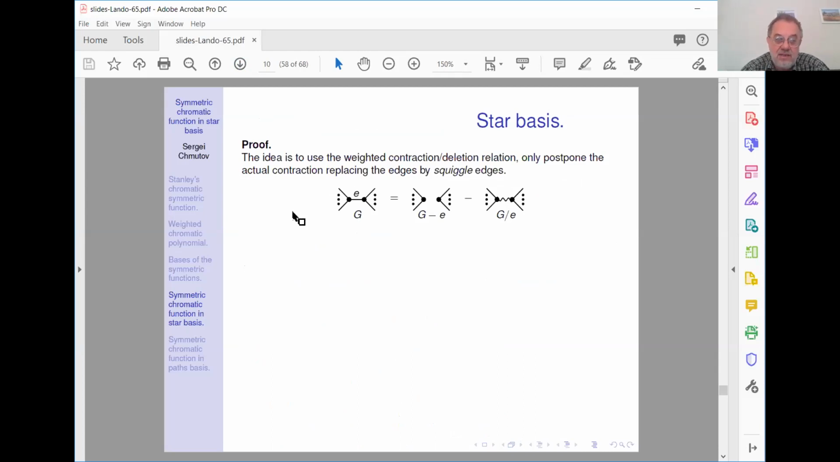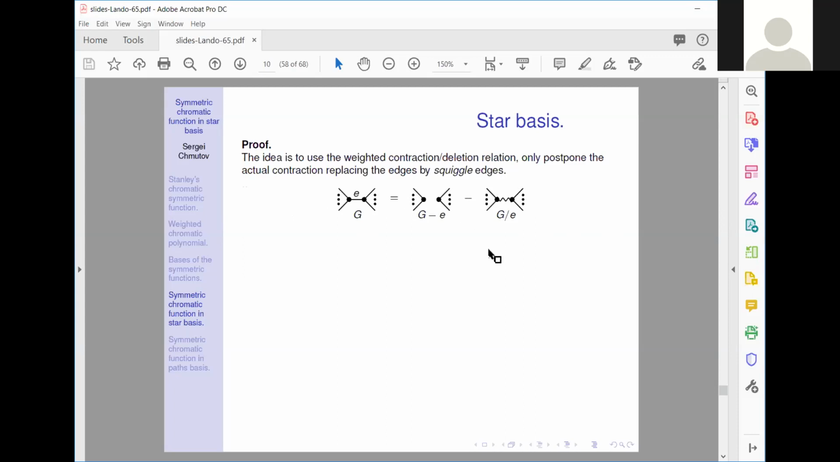interesting ideas. So the idea of Ishaan Shah, that student, was not to contract the edge, but to replace it by a sort of squiggle, and that squiggle will indicate that we will contract it at the end. But just keep it as it is, just use these squiggle edges to mark that these edges are subject to be contracted at the end. And so we have this contraction.